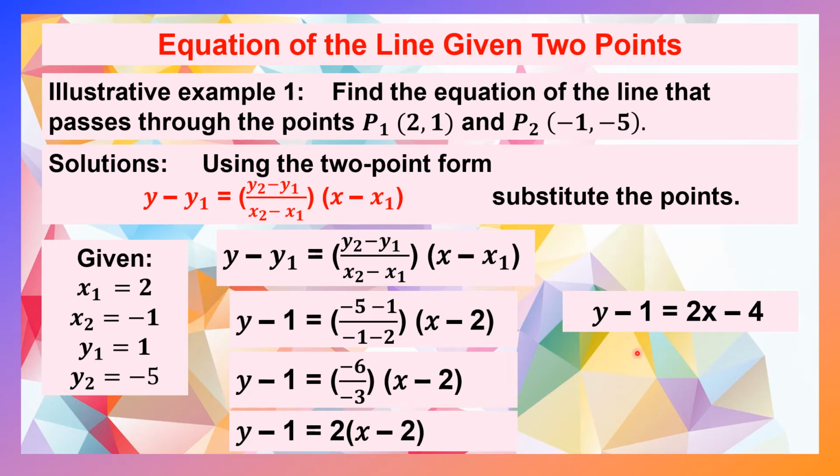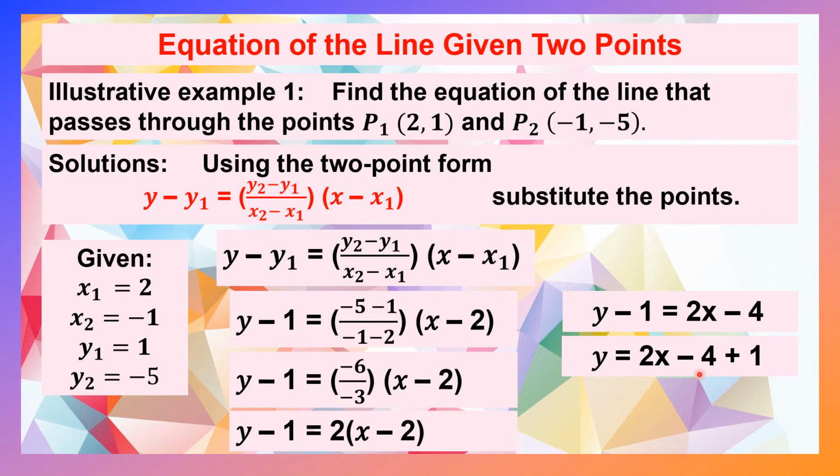So, yung y lamang ang andito sa ating left side. So, kailangan nating ilipat yung ating negative 1 dito sa right side. So, pag nilipat natin yung negative 1 ay magiging positive 1. Then, y na lang yung natira dito. Then, just copy 2x minus 4.